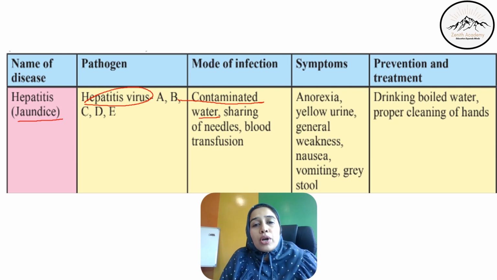The entire body of the infected person becomes pale yellowish in color. The urine is dark yellow in color. The patient has weakness, nausea, vomiting, and gray color stool. Stool is the waste product of the human body. Prevention and treatment: prevention is drinking boiled water always, and maintaining proper hygiene, cleaning of hands, and other sanitary habits also should be very hygienic.